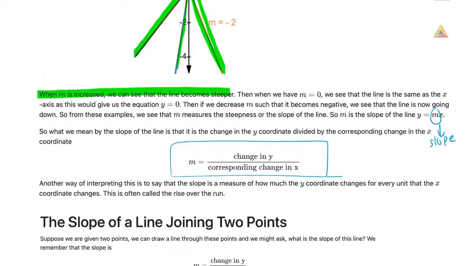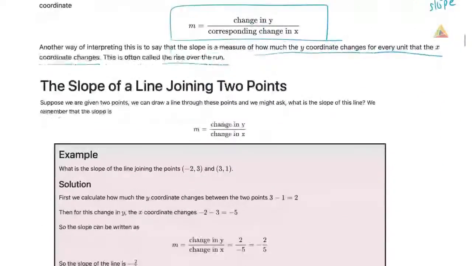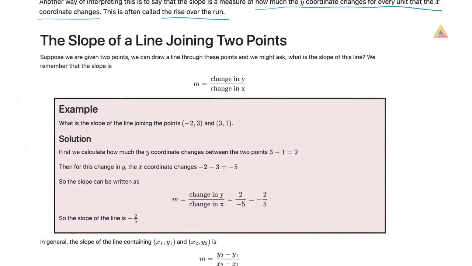Another way of interpreting this is to say that the slope is a measure of how much the y coordinate changes for every unit that the x coordinate changes, and it's sometimes called rise over run. So this leads us into our next equation: the slope of a line joining 2 points. When you're given 2 points, this is how you get the slope of the line containing these 2 points.